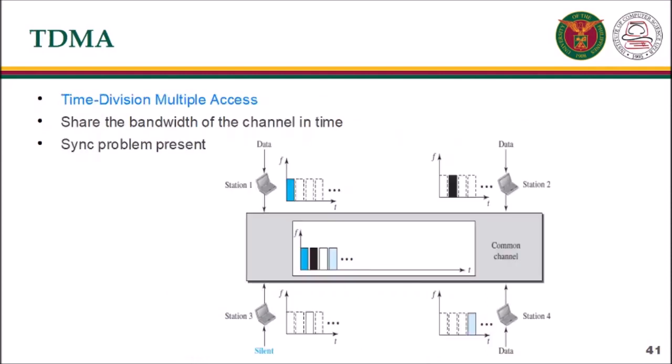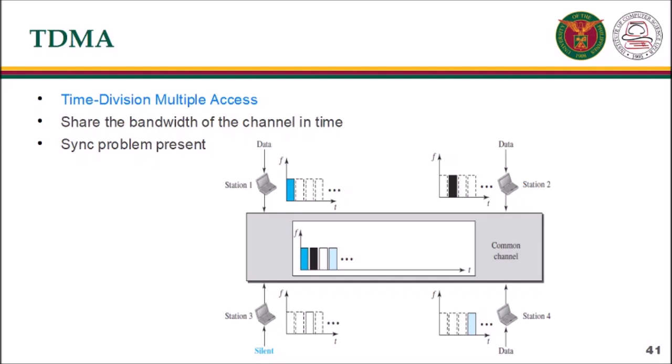In time division multiple access, or TDMA, the stations share the bandwidth of the channel in time. Each station is allocated a time slot during which it can send data. Each station transmits its data in its assigned time slot. The main problem with TDMA lies in achieving synchronization between the different stations. Each station needs to know the beginning of its slot and the location of its slot.